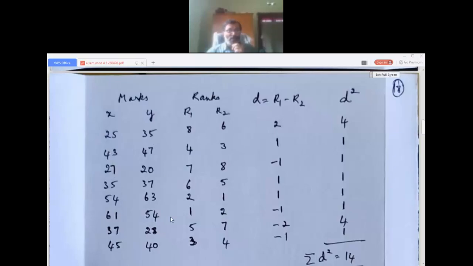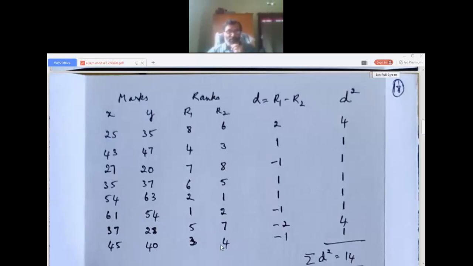Then R2, that is the marks in statistics. So here you can see highest is 63, so rank 1. Second highest is 54, so rank 2. Third highest is 47, so rank 3. You can see there, very clear, very simple.